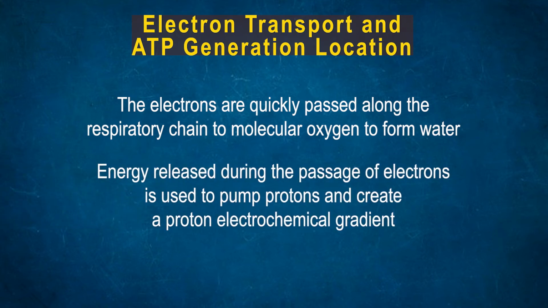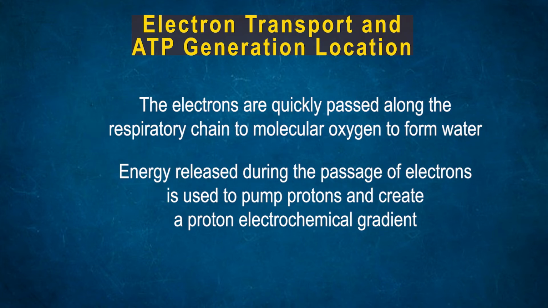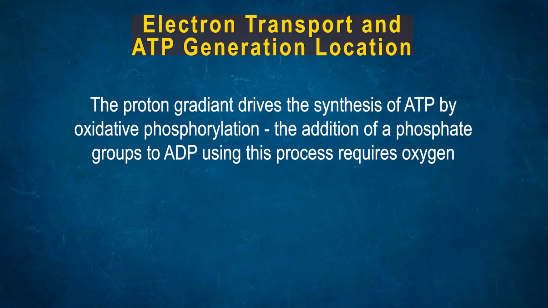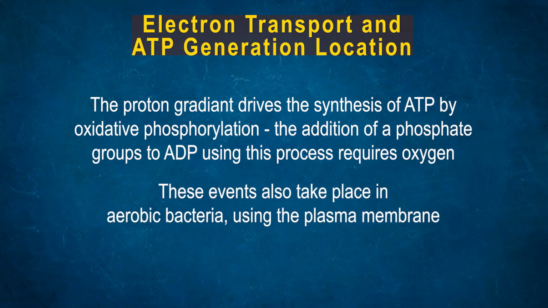Energy released during the passage of electrons is used to pump protons and create a proton electrochemical gradient. The proton gradient drives the synthesis of ATP by oxidative phosphorylation. The addition of phosphate groups to ADP using this process requires oxygen. These events also take place in aerobic bacteria using the plasma membrane.